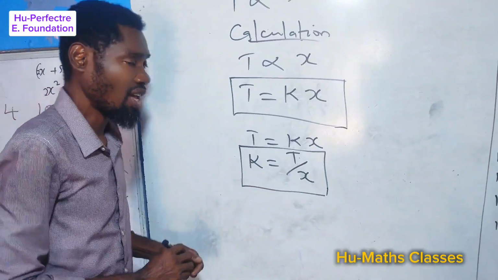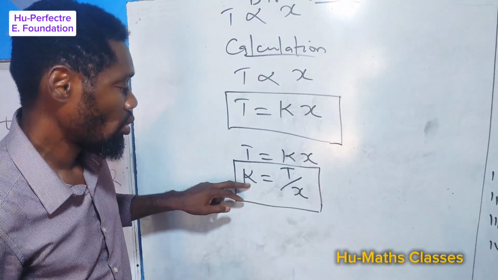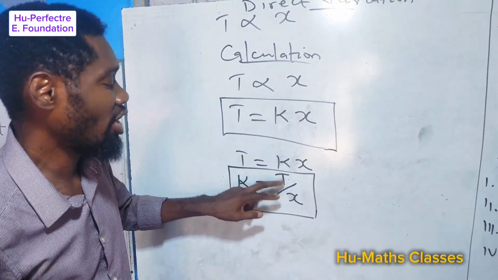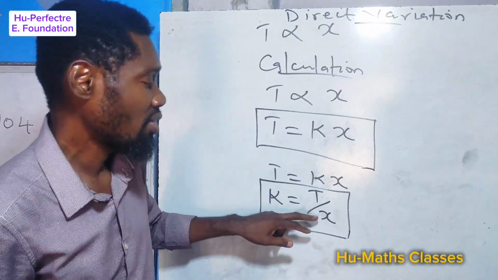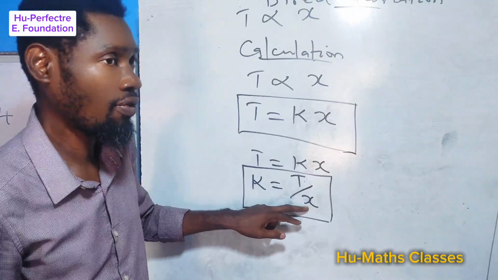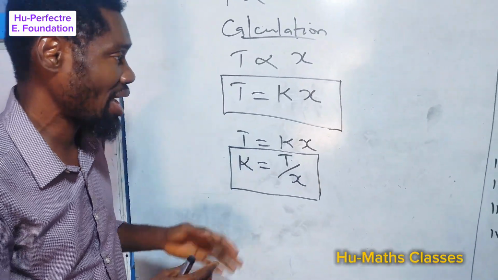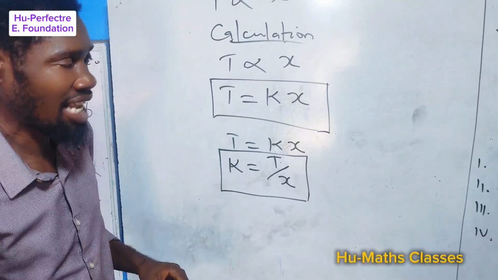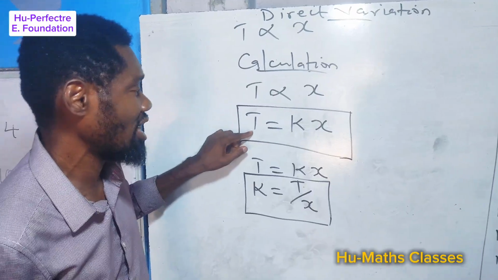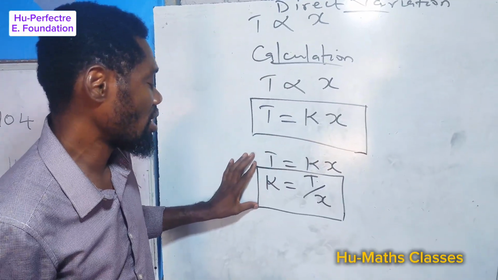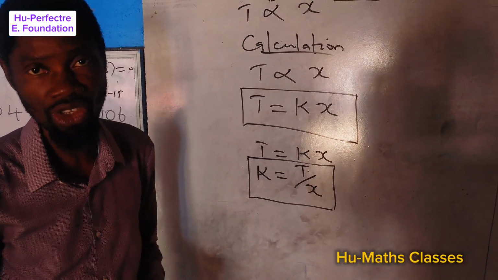For you to know the value of k, you need to know the value of t and the value of x, which will be given to you in your problem. They will surely give you the value of t and the value of x for you to find the value of k. We'll be solving problems that have to do with direct variation in our next class. But do not forget, this equation shows the relation between t and x, and k = t/x gives the value of k after knowing what t and x will be. See you in our next class.